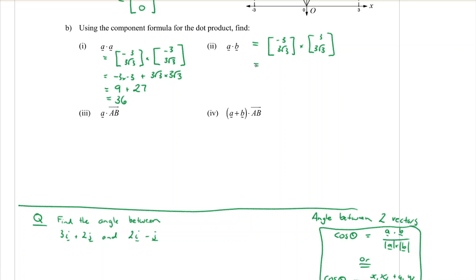Same deal, I'm going to multiply them. So I do -3 times 3 plus 3 root 3 times 3 root 3. So this time it's -9 plus 27, so that makes 18. Got it? Yeah. All right.